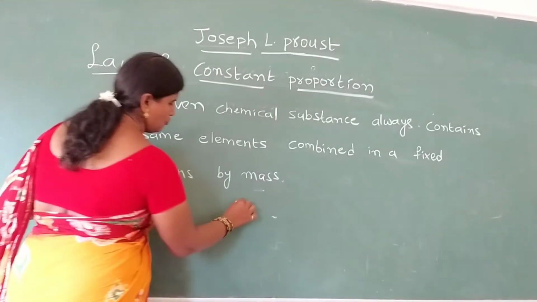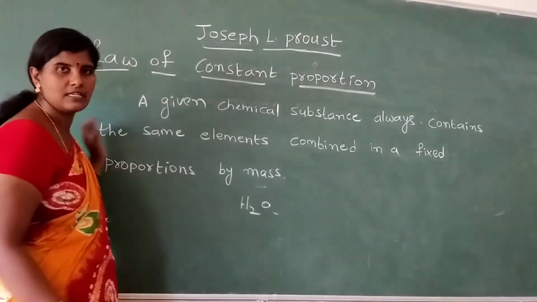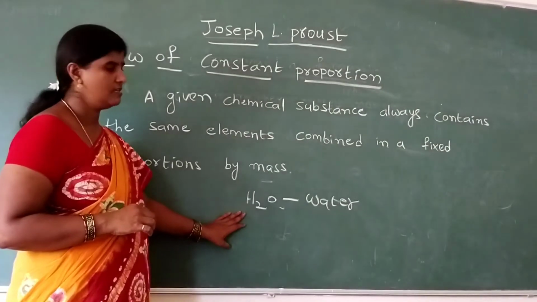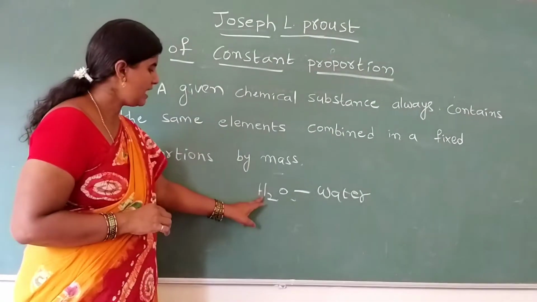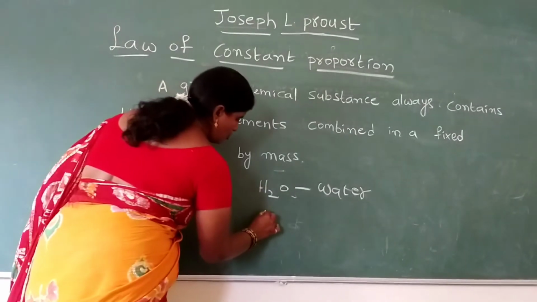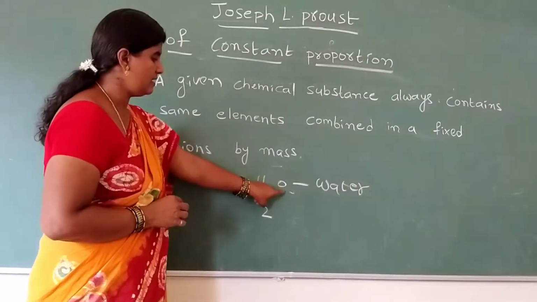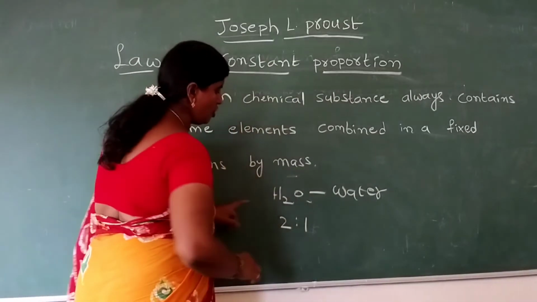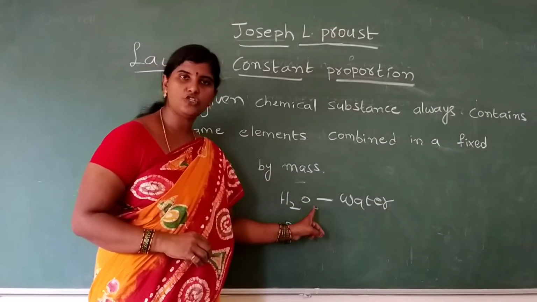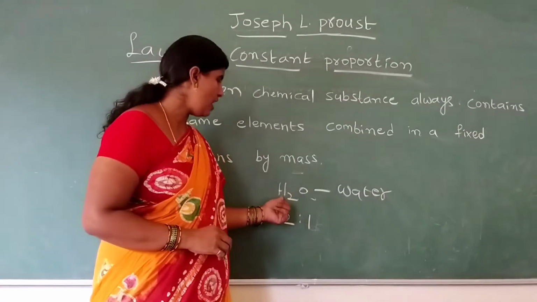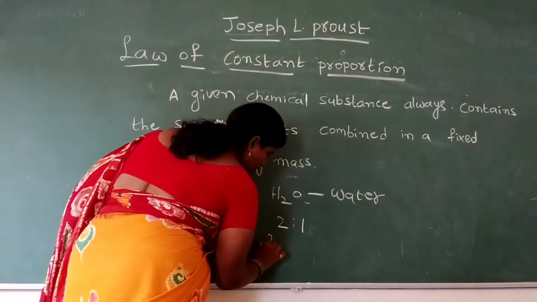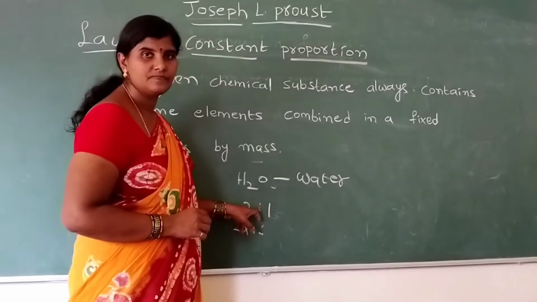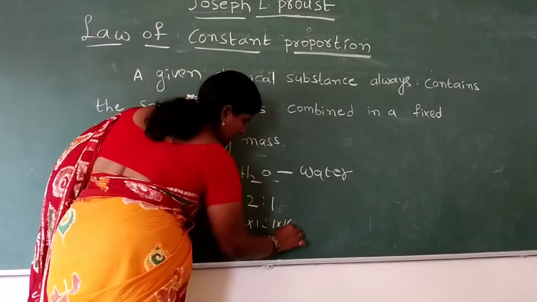What is that? H2O. What does H2O mean? Water. H2O means water. It is the symbol for the water molecule. How many hydrogens are there here? 2. How many oxygens are present here? 1. So the ratio of hydrogen is 2 and the ratio of oxygen is 1. What is the weight of the hydrogen? 2 into 1, 2. What is the weight of the oxygen? 16. So 1 into 16.